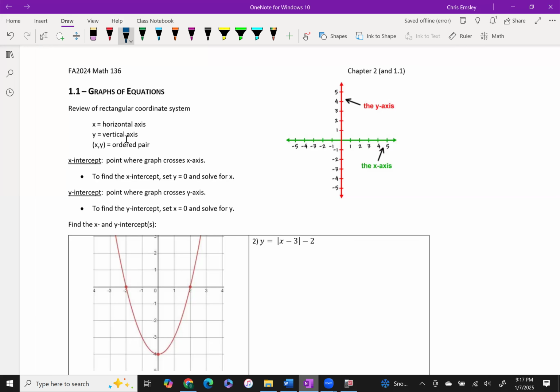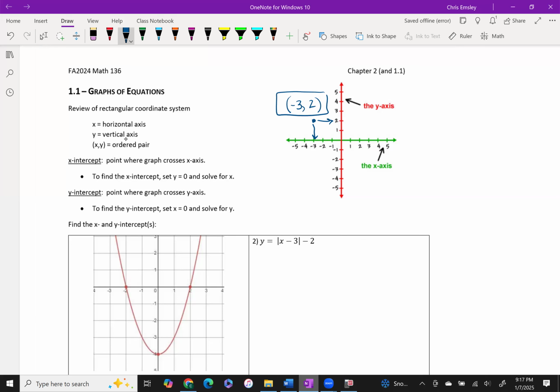So for example, if I had a point, let's say right here, notice that has an x value of -3, so that's the x coordinate, and a y value of +2. There's the y coordinate, and that is our ordered pair.